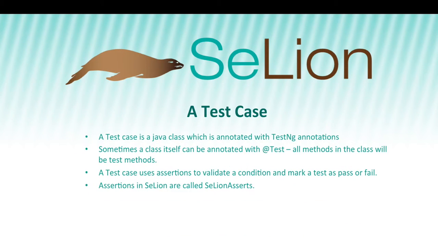A test case. A test case is a Java class which is annotated with TestNG annotations. Sometimes a class itself can be annotated with @Test, which signifies that all the methods inside the class will be test methods. A test case uses assertions to validate a condition and mark a test case as pass or fail. Assertions in CLine are called CLine asserts.